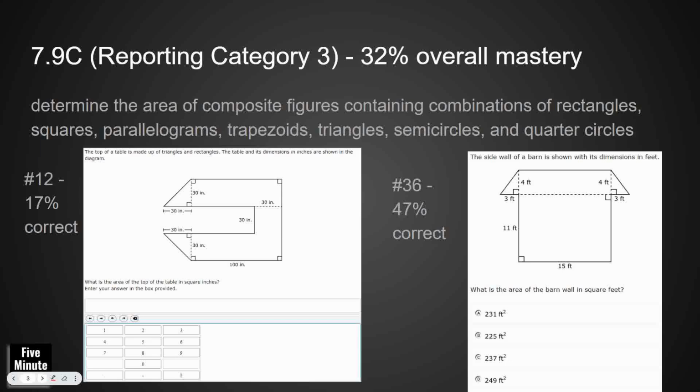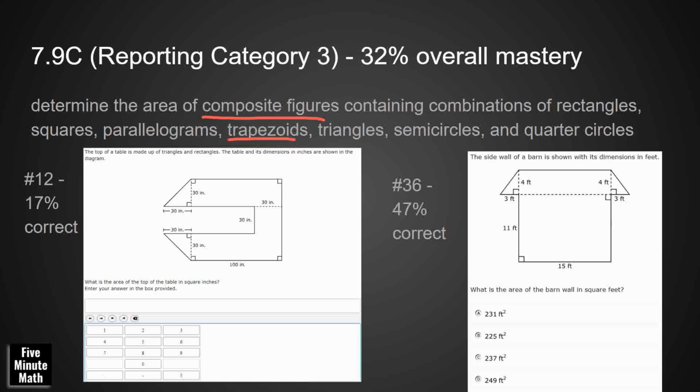So we will start with our lowest performing readiness standard, 7.9C in reporting category 3. You'll notice that it is less than even 1/3 mastery there. We're sitting right there at 32. And it also happens to have the lowest performing item on the entire test. That 17% correct is the lowest item tested on the entire test this year. Both of these have to do with area of composite figures, and if you look a little bit more closely, both of these shapes include trapezoids.